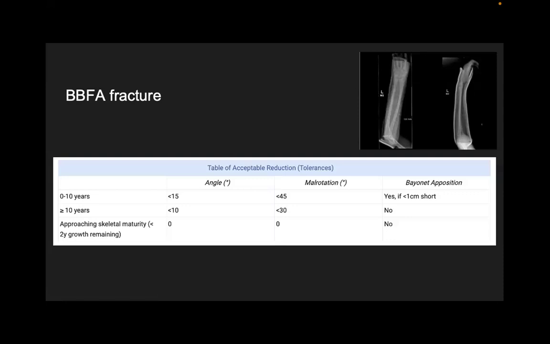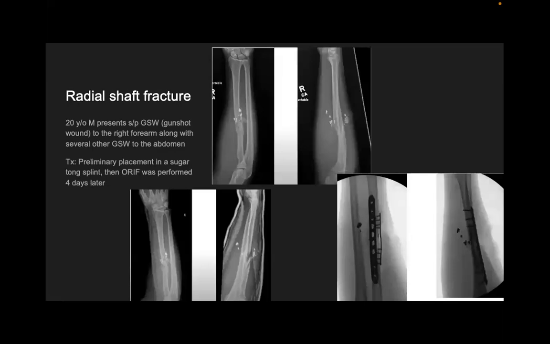So quickly, this is another example of a radial shaft fracture. It's a 20-year-old male who presents status post a gunshot wound. He was initially placed in a sugar tong splint, which you could see here on the bottom left within the splint. And then definitively, they were taken for ORIF. You could see here a two-plate combo to get their fixation.